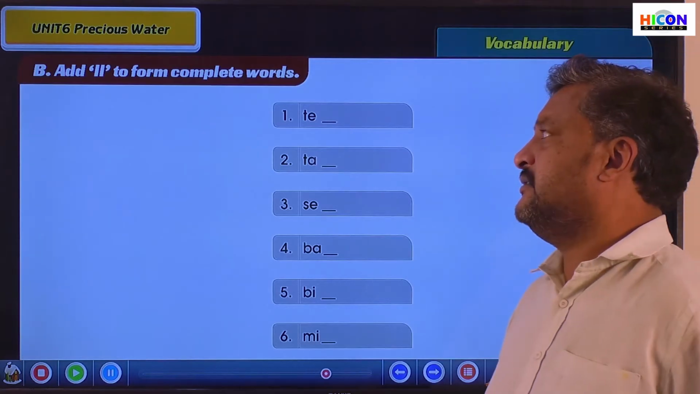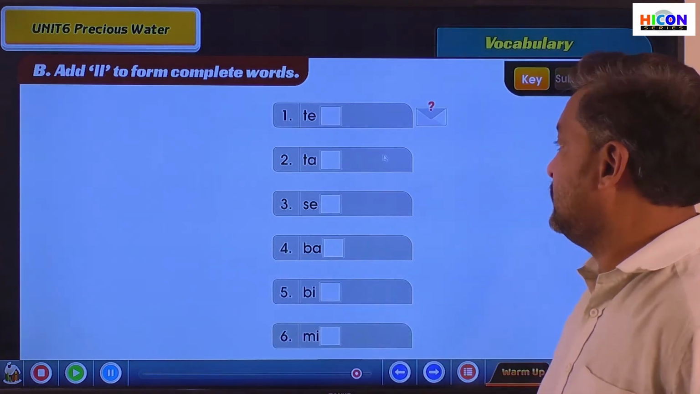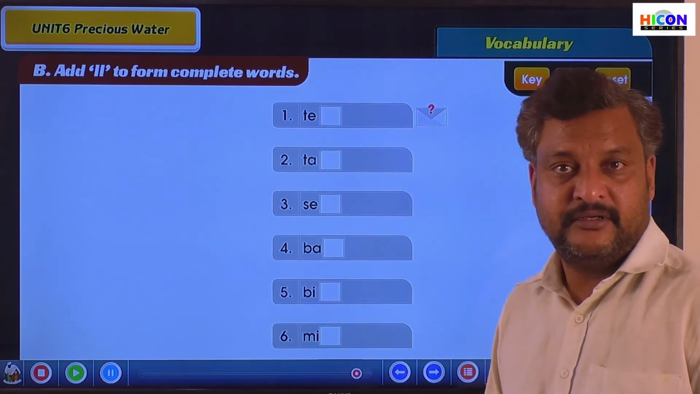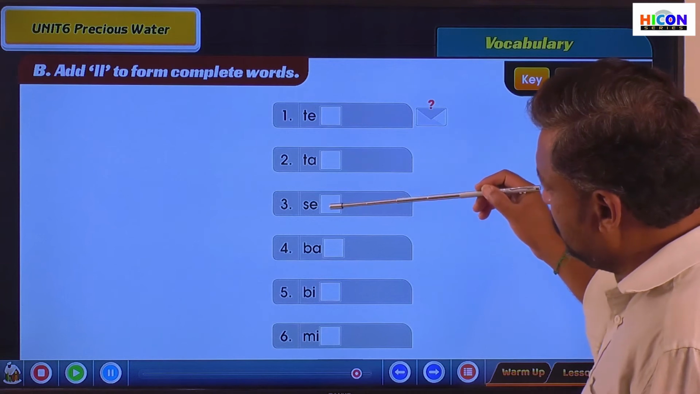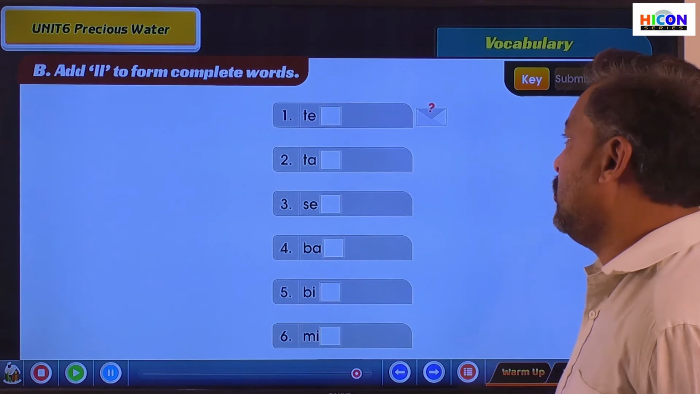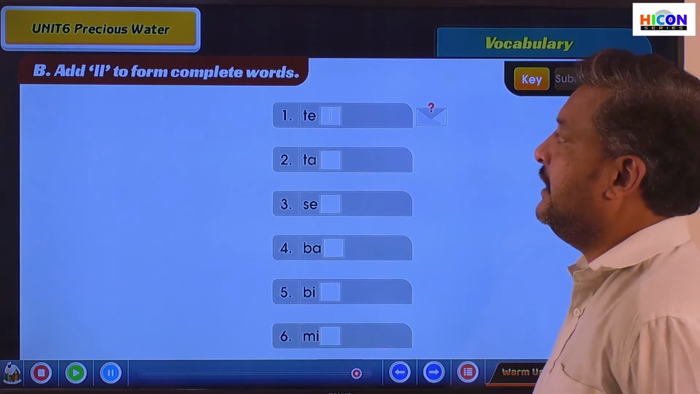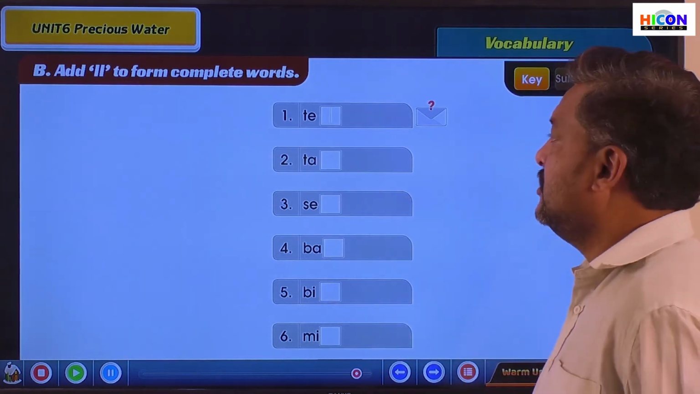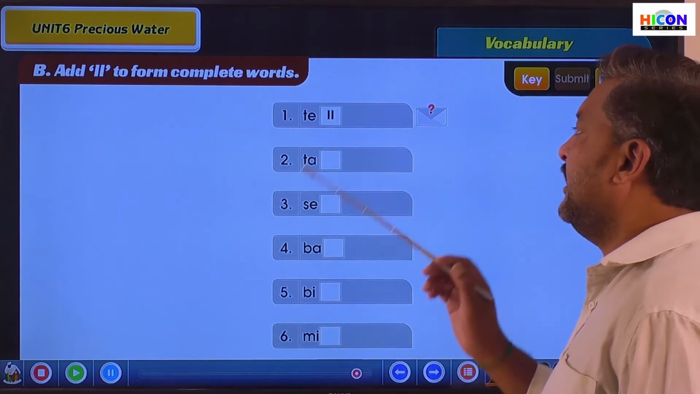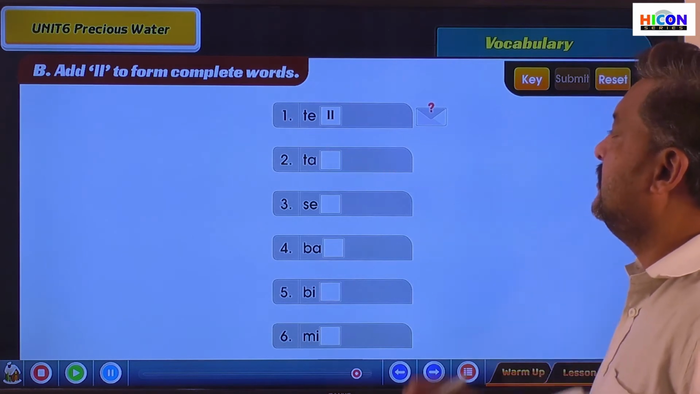So in vocabulary, the next is add ll to form complete words. So 1, 2, 3, 4, 5, 6 words are given there. In all the 6 words, there is a blank also. And those blanks now we need to fill with ll, 2l. Okay. So te with ll, it becomes tell. T-E-L-L, tell.